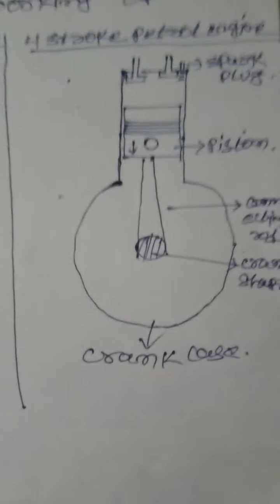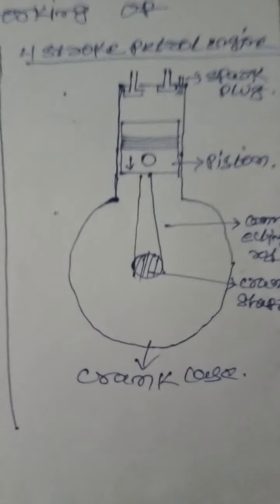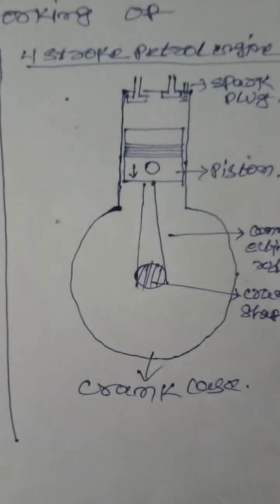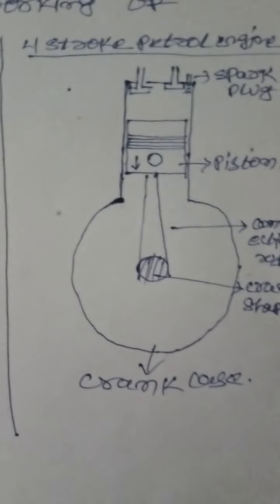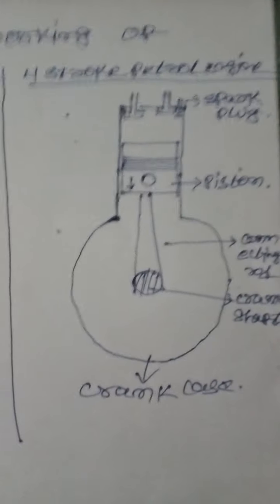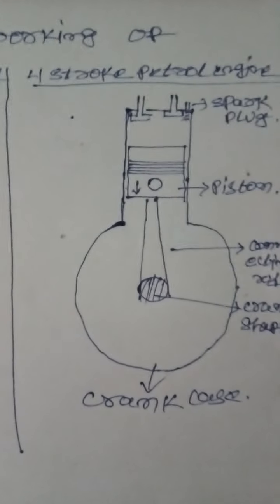And similarly, the power stroke is also obtained in case of a diesel engine with a very little difference. That is, in case of a diesel engine, the spark plug is absent. Instead of the spark plug, the injector is present. Also in case of a diesel engine, the charge is something else. That is, only the compressed air enters into the combustion chamber through the opening of the inlet valve.